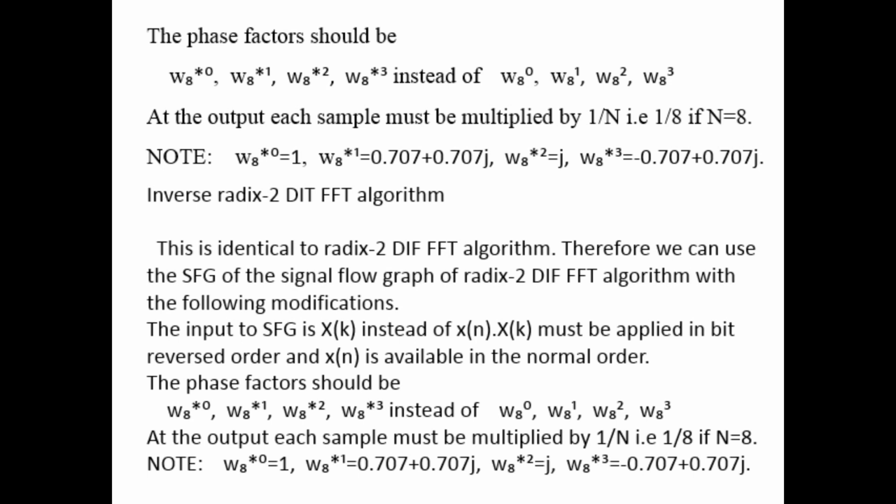And the values are given. Omega 8 of star 0 is 1, omega 8 of star 1 is 0.707 plus 0.707j, omega 8 of star 2 is j, omega 8 of star 3 is minus 0.707 plus 0.707j.